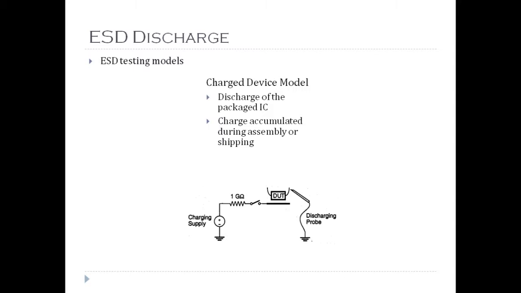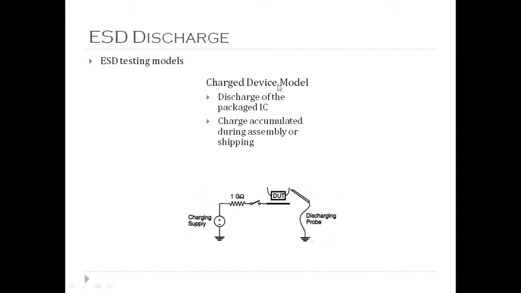Along with these two types, human body and machine, the third model is the charge device model. It is basically intended to model the discharge of the packaged integrated circuit. That means charge can be accumulated on the package of an IC during the assembly process or during shipping as well. Now, whether our IC is able to sustain that charge, we can test by using this charge device model.